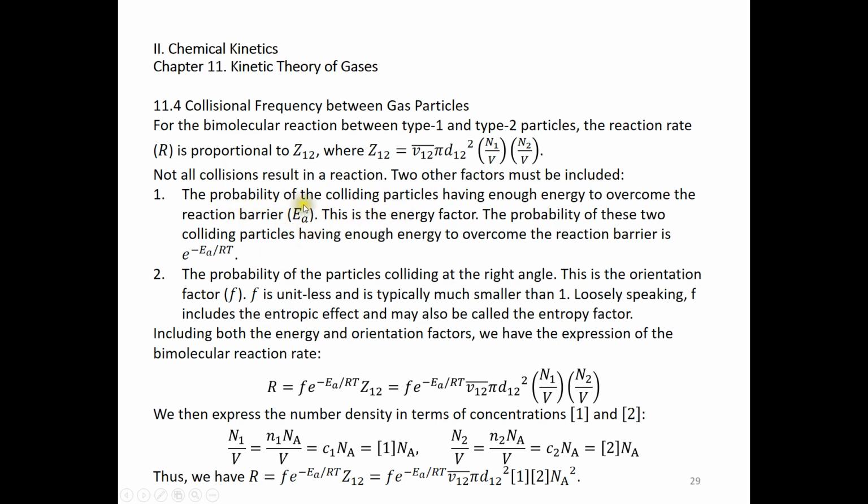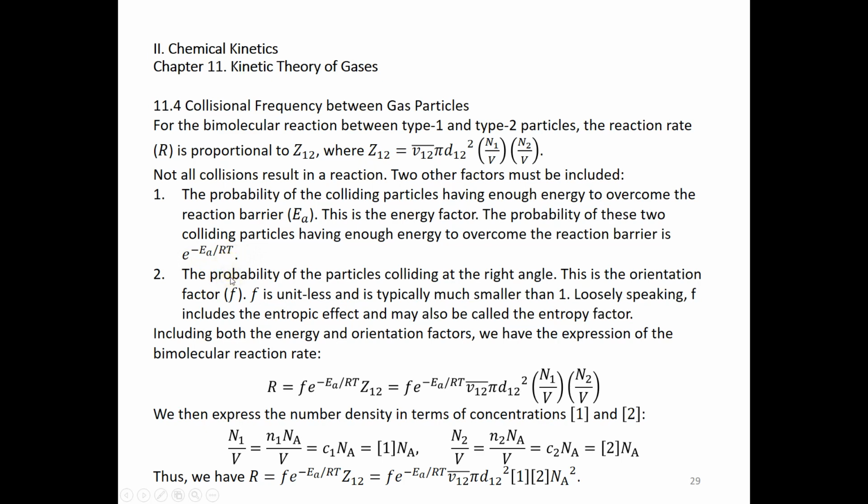The probability of the colliding particles having enough energy to overcome the reaction barrier has to be considered, and that's the energy factor. The probability can be computed using this equation: e to the power of negative activation energy over RT. T is the temperature, E sub A is the activation energy, R is the ideal gas constant. So we need this factor in the reaction rate.